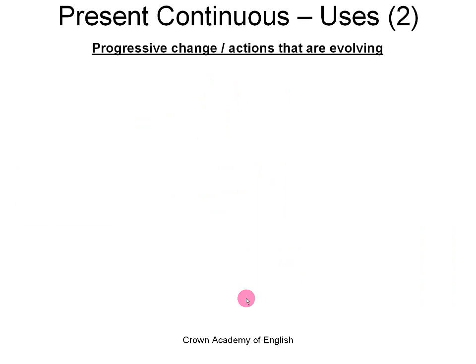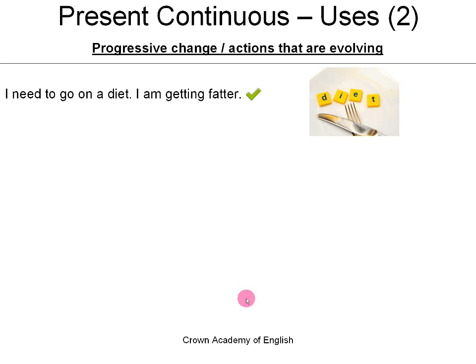So the second main use of the present continuous is to describe something which is evolving over time, even if it is over a long period of time, and something that expresses progressive change. So let's have a look at some examples. I need to go on a diet. I am getting fatter. So this is the progressive part. Over time, I am getting fatter. I'm becoming more fat. So we use the present continuous.